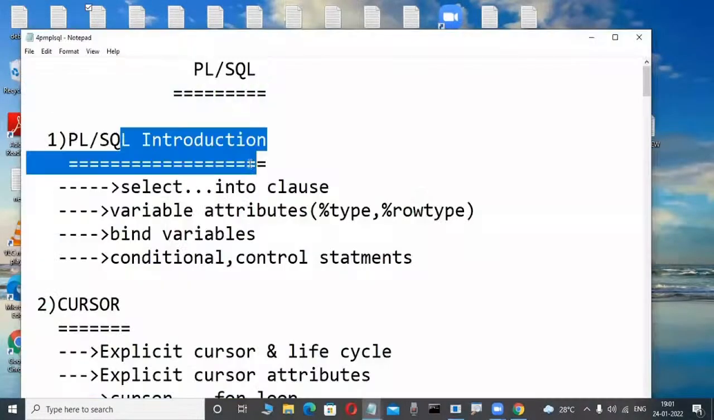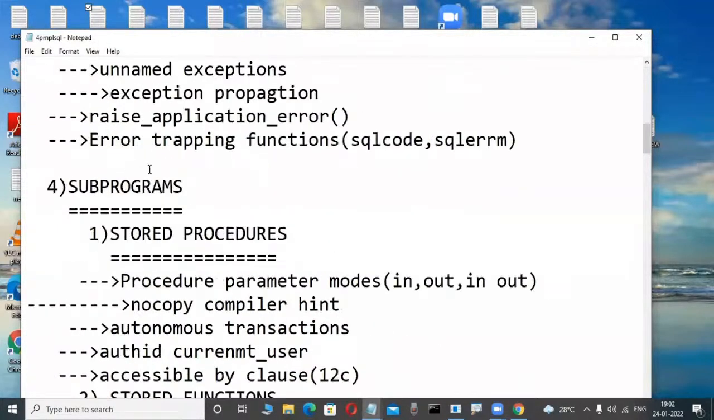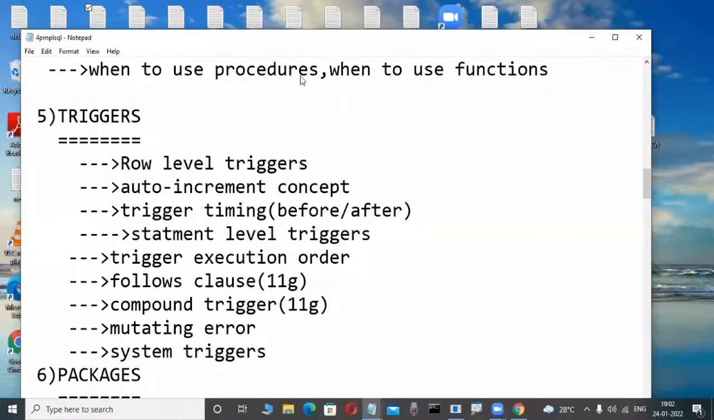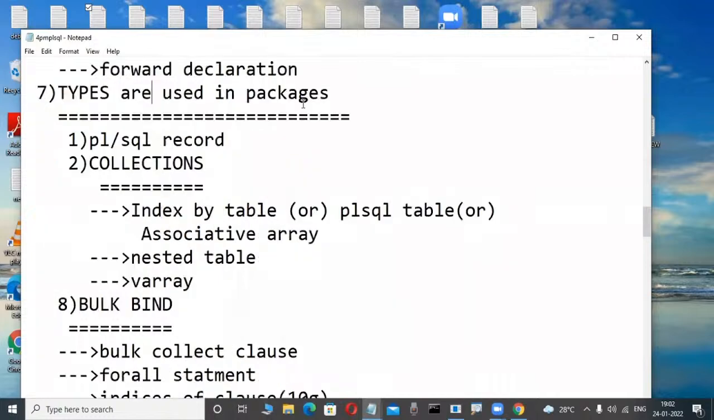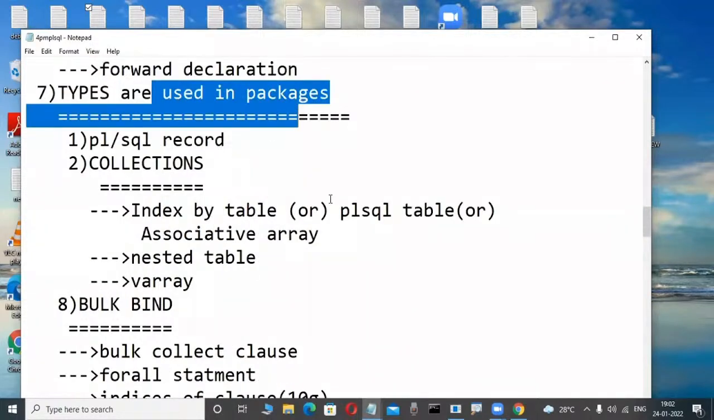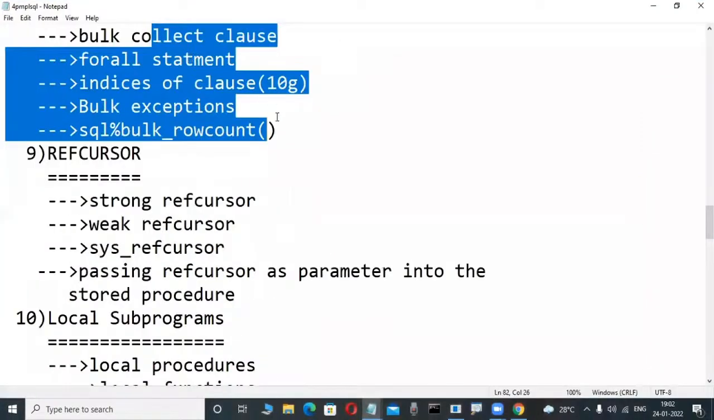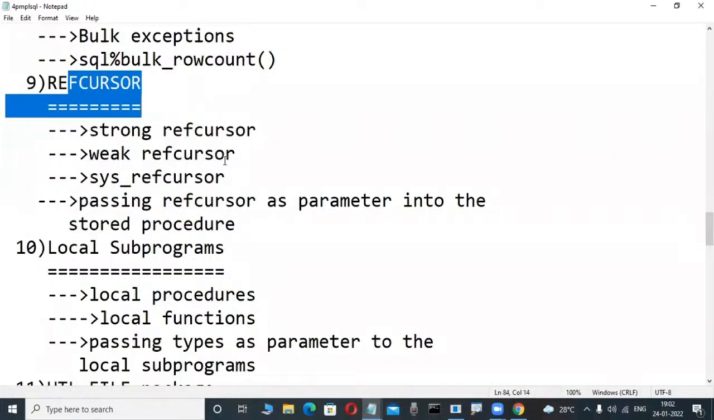Observe here. PLSQL means cursors, exceptions, subprograms, stored procedures, stored functions, triggers. In our syllabus it is this only. Then packages, advanced types, index by table, nested table, VARRAY, bulk bind. These are the most powerful concepts for anyone applying for a PLSQL job: bulk bind and ref cursors. Java developers also have an idea about ref cursors.